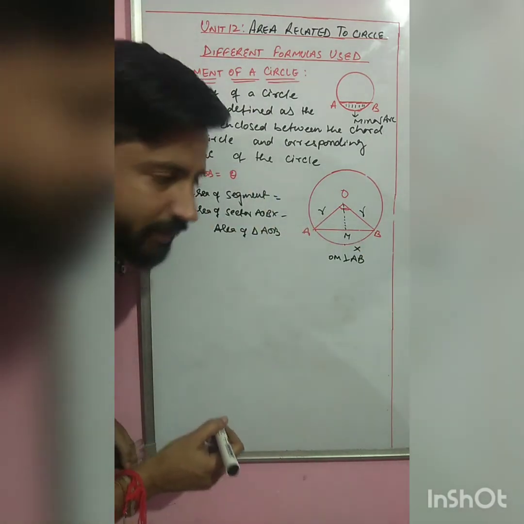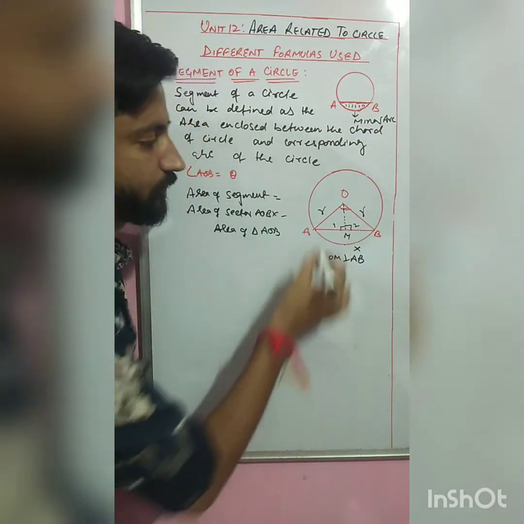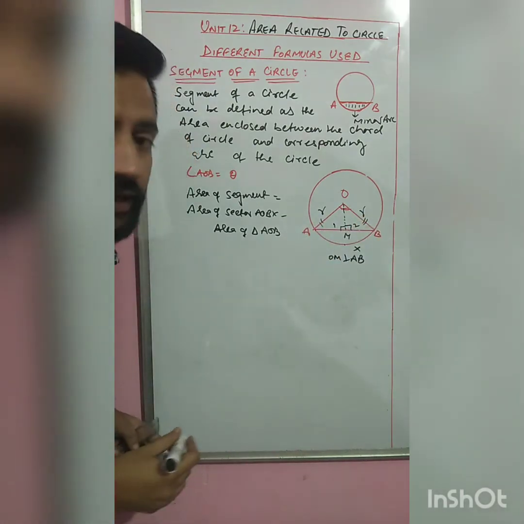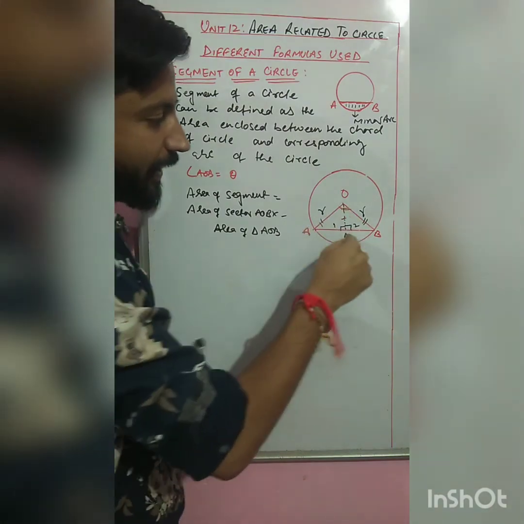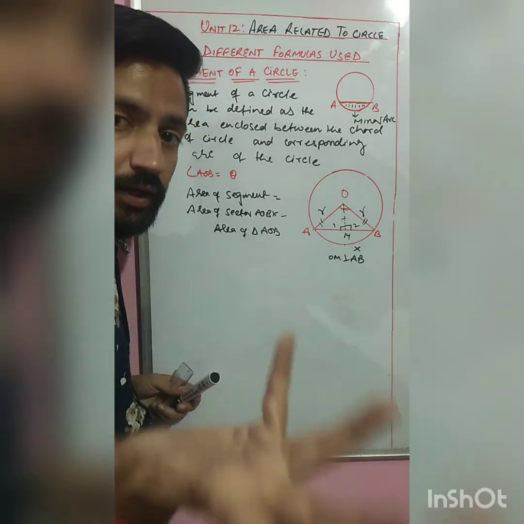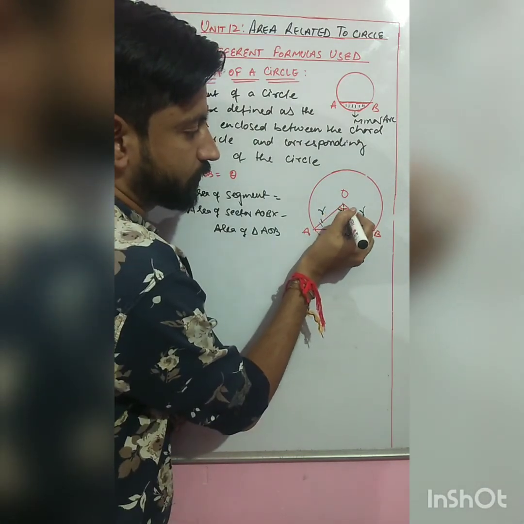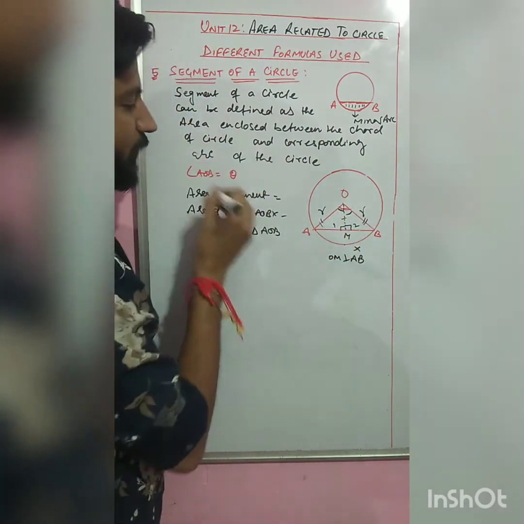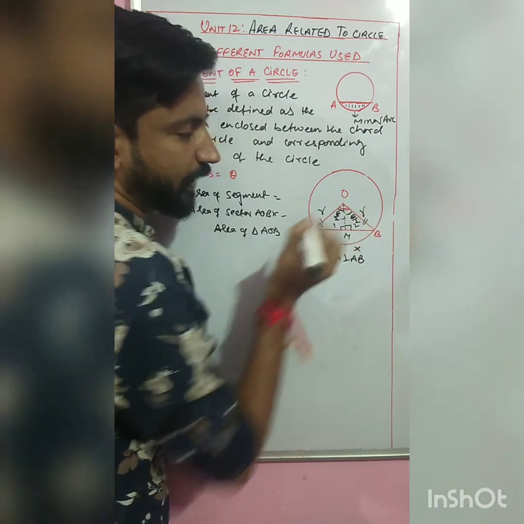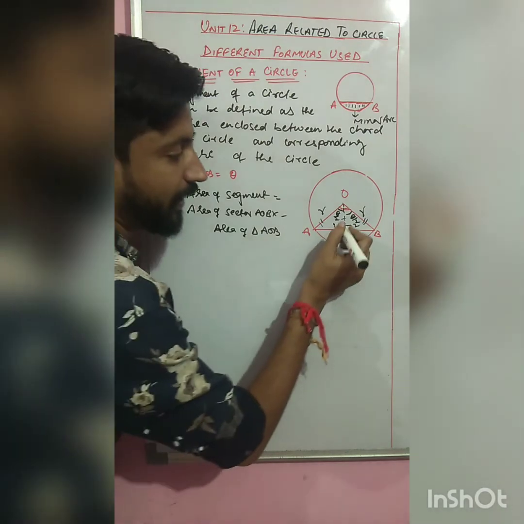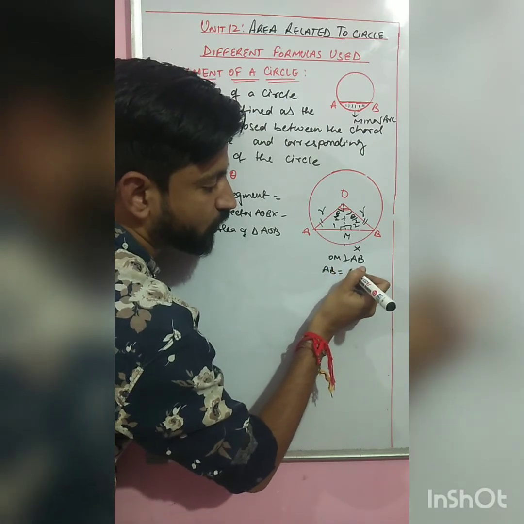Since OM is perpendicular to AB, this would be 90, and this would be 90. That is, angle 1 is equal to angle 2. OA and OB are also equal, radii of the same circle. OM is common to both. So triangles AMO and BMO are congruent by the RHS rule. If triangles are congruent, then these angles are equal by CPCT. So the complete angle AOB is theta, and angles AOM and BOM are half of it, so they would be theta by 2. Also, the perpendicular from the center bisects the chord, so AB is equal to 2 times AM.